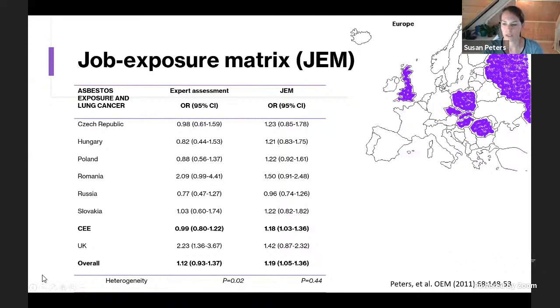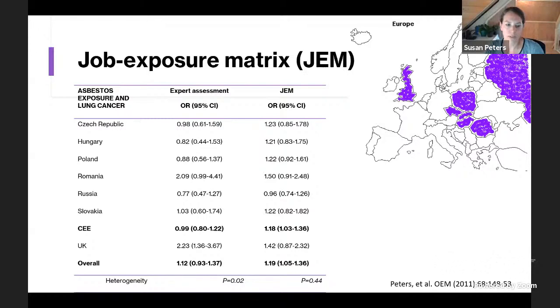So that came to an odds ratio of 1.12, for the association between asbestos and lung cancer. But then when we applied the JEM, we found a very similar result. So overall, you would have had the same conclusion there. You found 1.19. So you'd say, well, there's an association between asbestos exposure and lung cancer. But this was done in a much more efficient way, in that we applied this JEM based on the job titles, and we didn't have to go through all these different questionnaires to assign exposures.